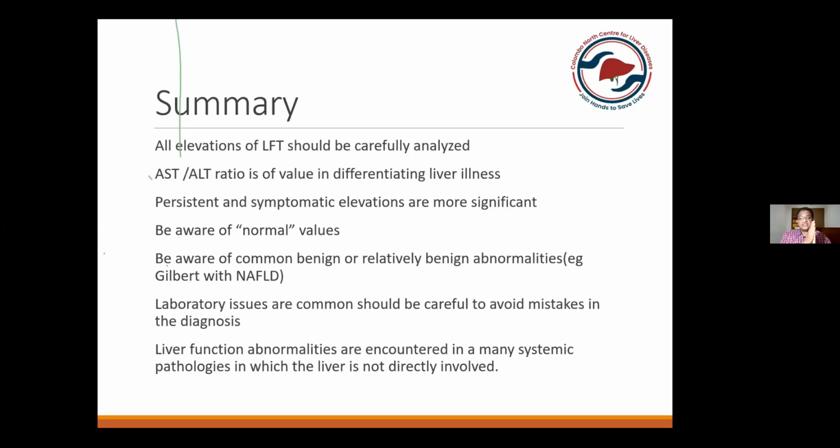And liver function abnormalities are encountered in many systemic pathologies. I told you, myositis, multiple myeloma, hemolysis, infections, chronic infections. So just because it's not liver, don't just ignore other results. And if you suspect systemic illnesses, make sure you refer the patient to the relevant specialist to make a diagnosis.